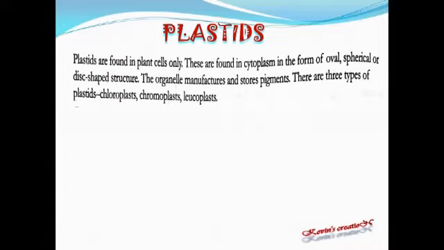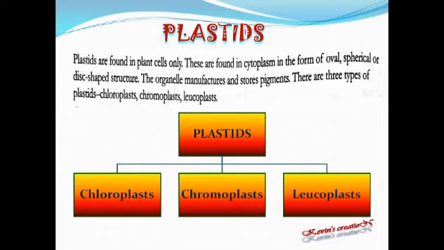Now the plastids. This cell organelle is present only in the plant cell. It is not present in animal cell. These are found in cytoplasm in the form of oval, spherical or disc-shaped structures. The organelles manufacture and store pigments. Basically, there are three types of plastids in the plant cell. So look at this. First one is chloroplast, next one is chromoplast, and the last one is leucoplast. We'll be studying separately about all of these.